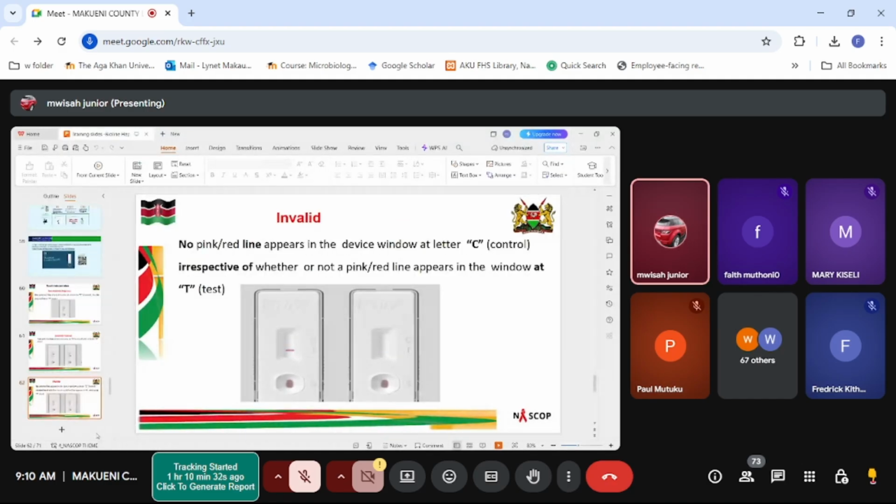Invalid: no pink or red line appears in the device window at letter C, irrespective of whether or not a pink or red line appears in the window at the T test. That is an invalid result.